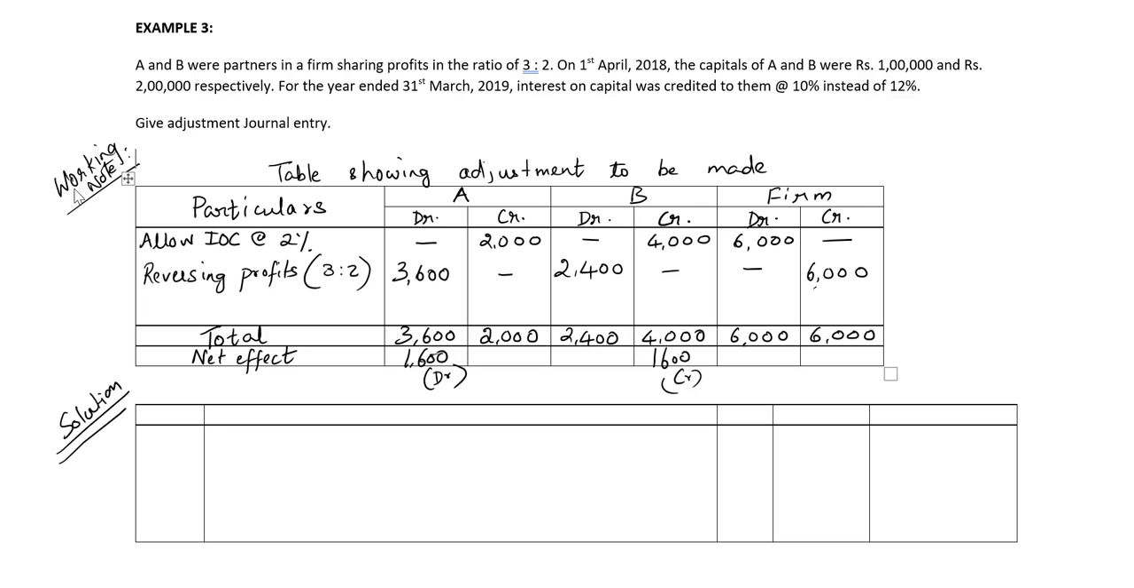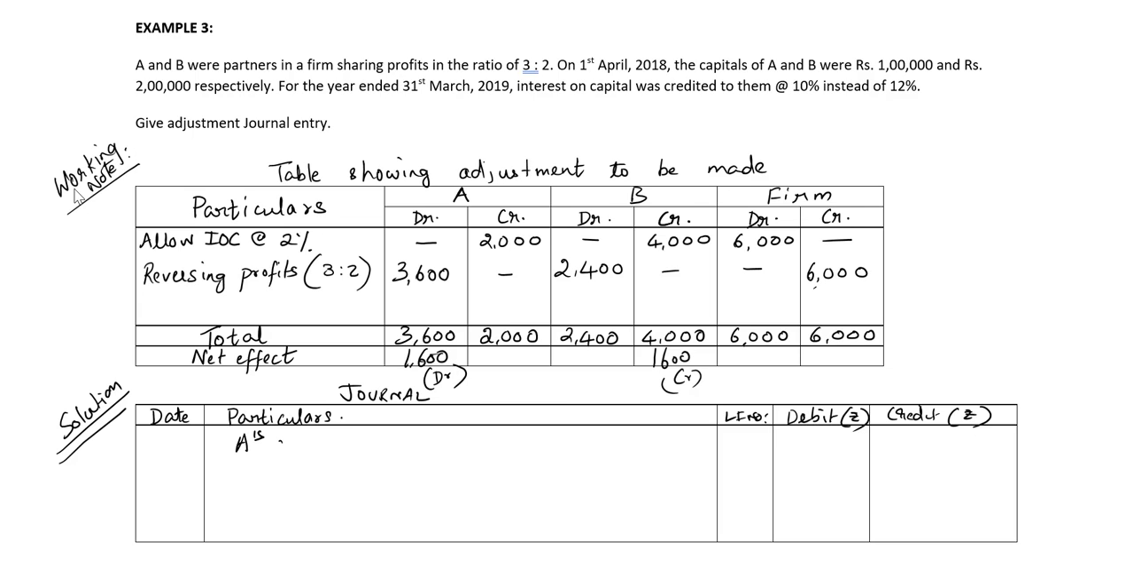The fluctuating capital method is to be assumed. So journal, date, particulars, LF, debit rupees and credit rupees. The journal is to be passed through capital accounts.